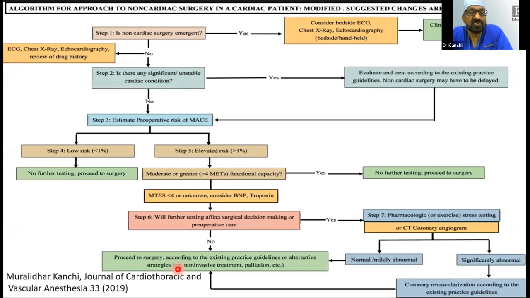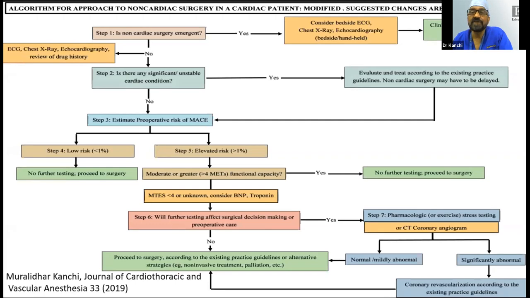In the 2019 Journal of Cardiothoracic Vascular Anesthesia, we have suggested a few modifications of the approach to non-cardiac surgery in cardiac patients, because cardiovascular disease is very rampant in Southern Asian countries, and bedside echocardiographic examination using handheld or portable ultrasound device is available in most of the major cardiac centers. And the idea is that we get baseline information, and it may be useful for medico-legal purposes.